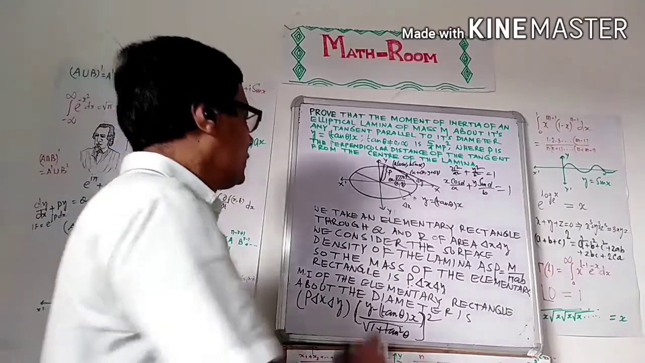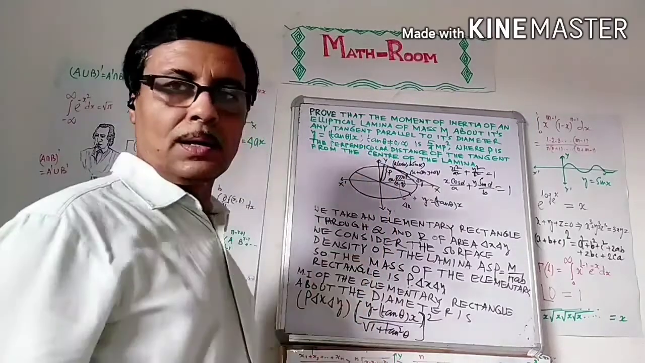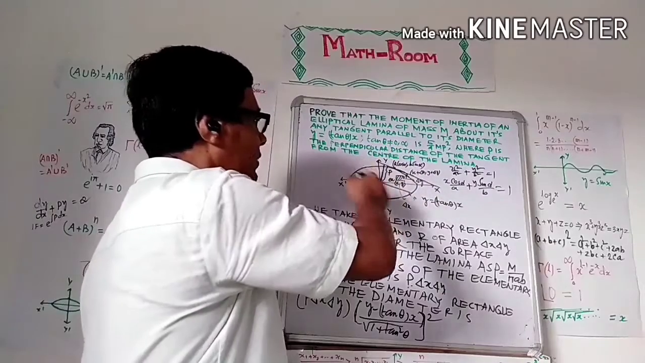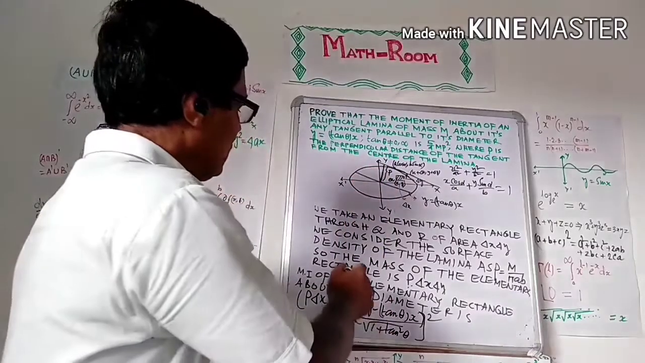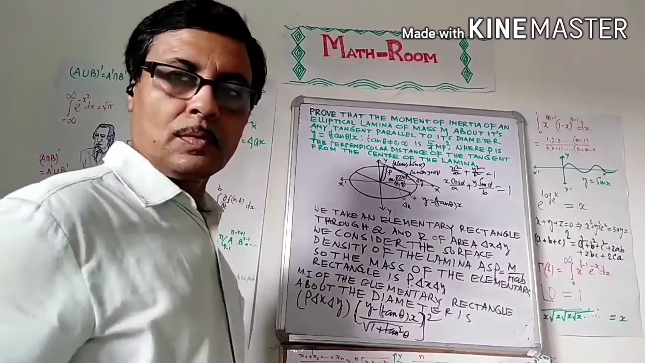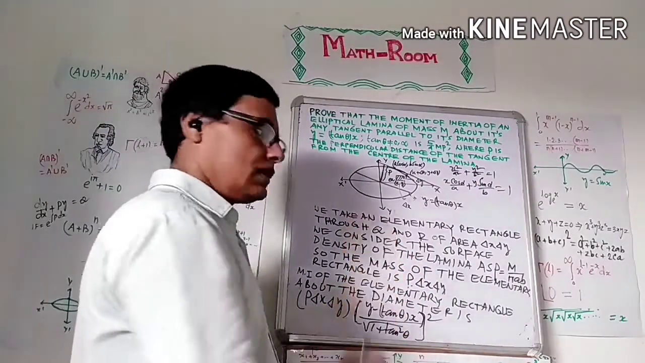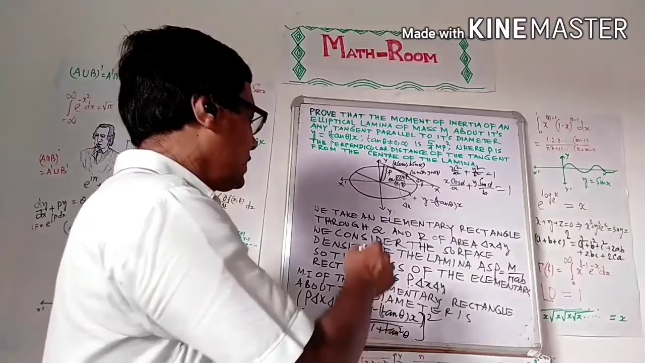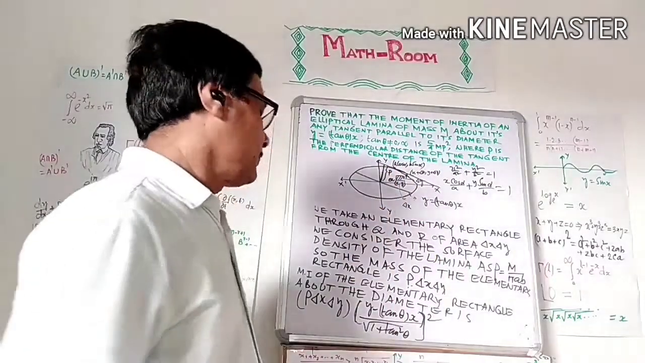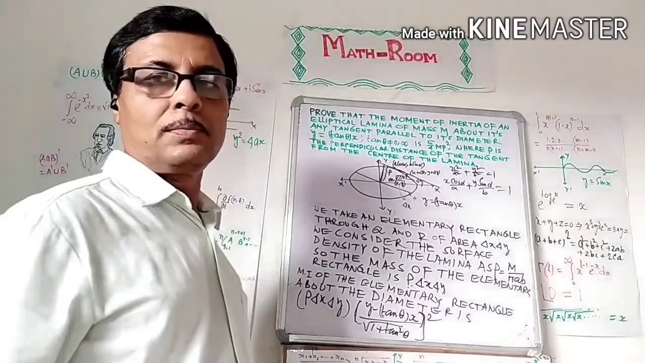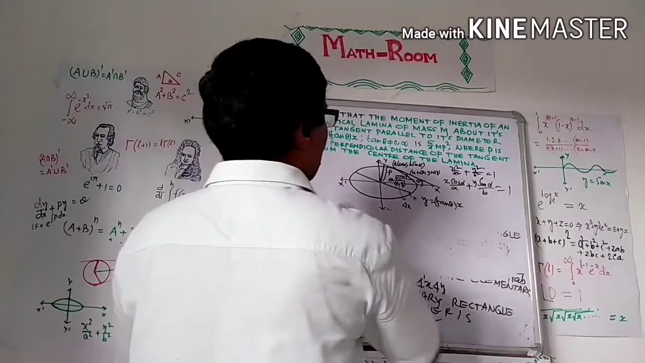Now we have to find the moment of inertia of the entire lamina about the diameter. It can be derived by integrating the moment of inertia of the elementary point mass throughout the region of the lamina. Then we can get the moment of inertia of the entire lamina about the diameter.